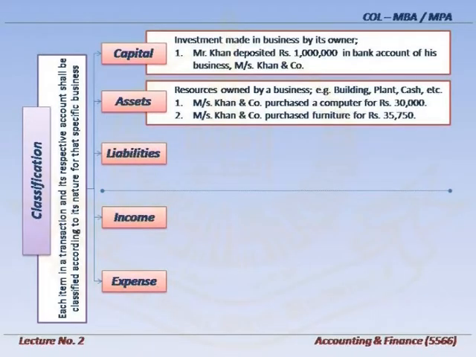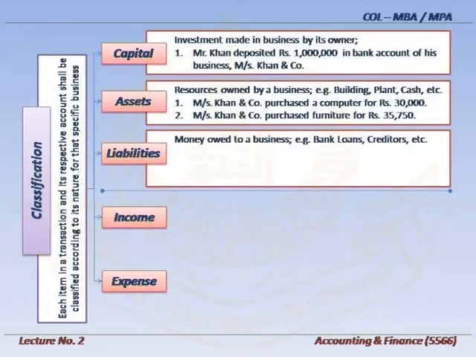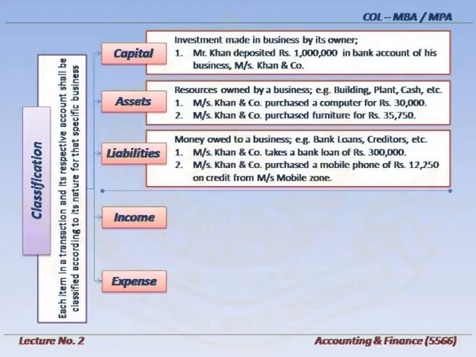Now we discuss liabilities. Liabilities are the money owed by a business. For example, bank loan and creditors are examples of liabilities. Now we take examples of two transactions in which the items involved can be classified as liabilities. In the first transaction, Messrs. Khan and Company takes a bank loan of rupees 300,000. In this transaction, the bank loan is to be classified as a liability.